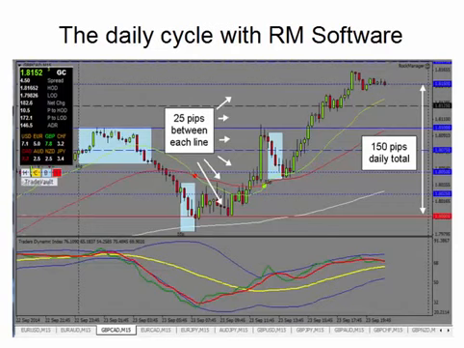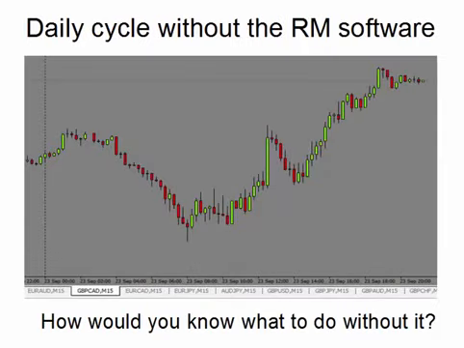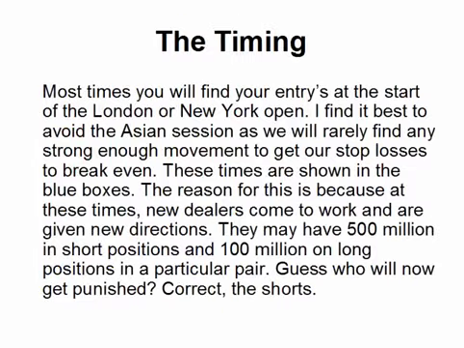Again, this is the daily cycle with Rock Manager's Forex software. This move, if you would have placed a buy right at the round number of 1.500, the pair cycled up 150 pips total for the day. This is the daily cycle without the Rock Manager software. How would you know what to do? And this is the cycle with it.